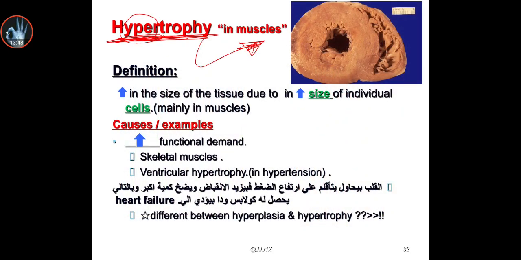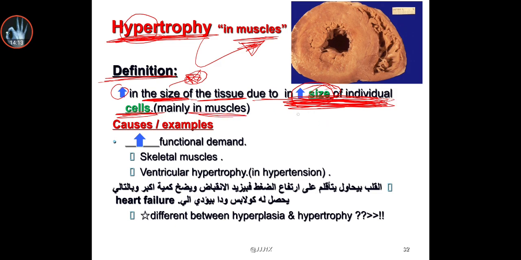Now we're talking about hypertrophy, and we already said that hypertrophy occurs in the muscles. We already talked about the definition: hypertrophy is an increase in the size, not in the number, of the tissue due to the increase of the individual cells. So we have an increase in the size of the individual cells, mainly in the muscles. So hypertrophy is an increase in the size of the cells. So we have causes and examples.